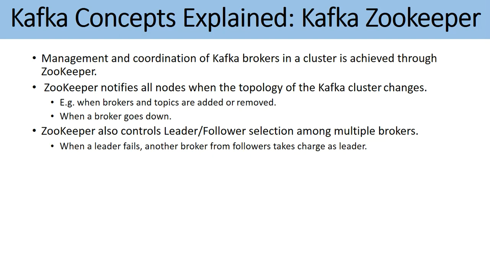And Zookeeper also controls the leader follower selection among the multiple brokers. As I stated before, whenever we have multiple brokers, we have leaders and we have followers. So when a leader fails, it is the responsibility of Zookeeper to manage this type of scenario, and another broker from the followers takes charge as a leader. Same is the case in replication as well.